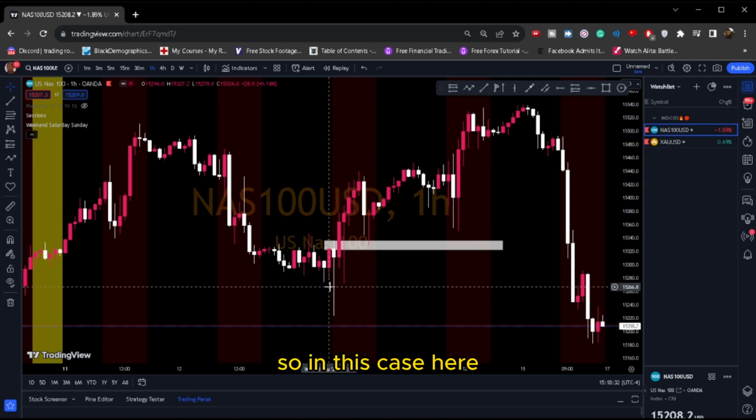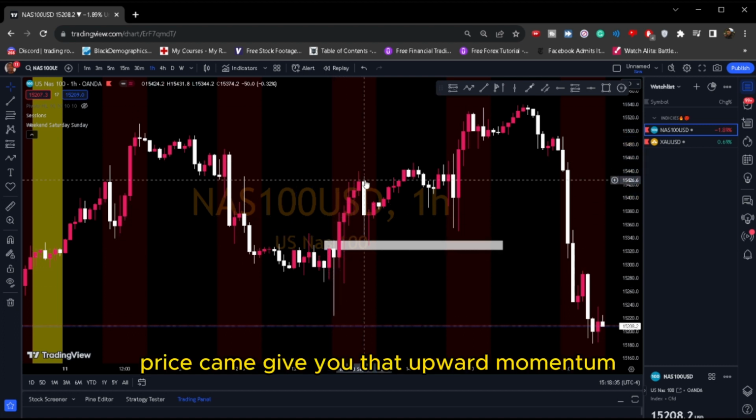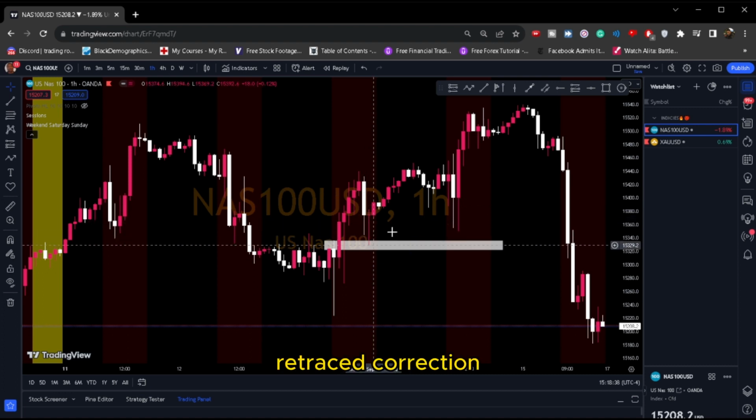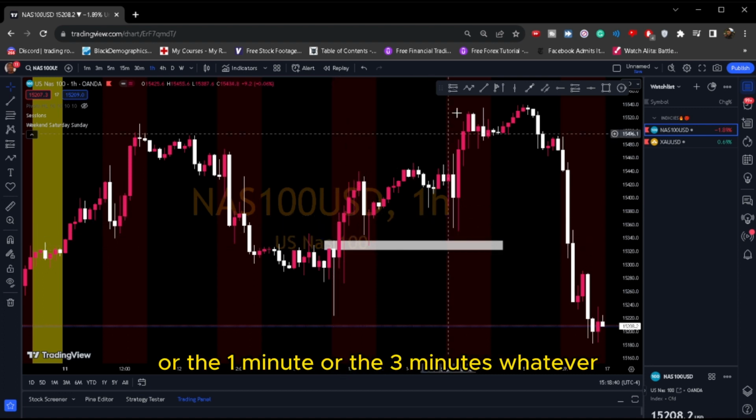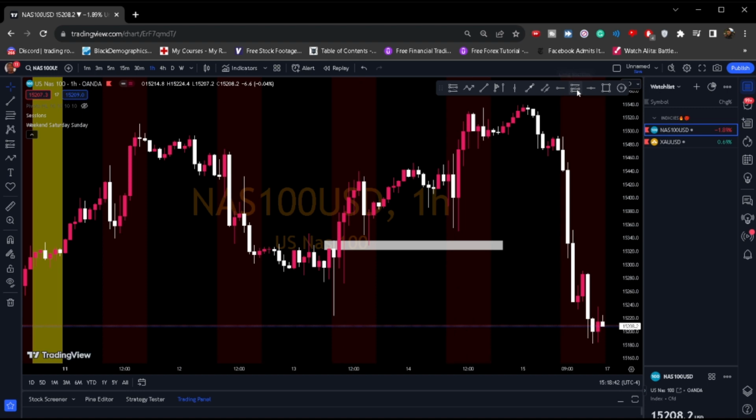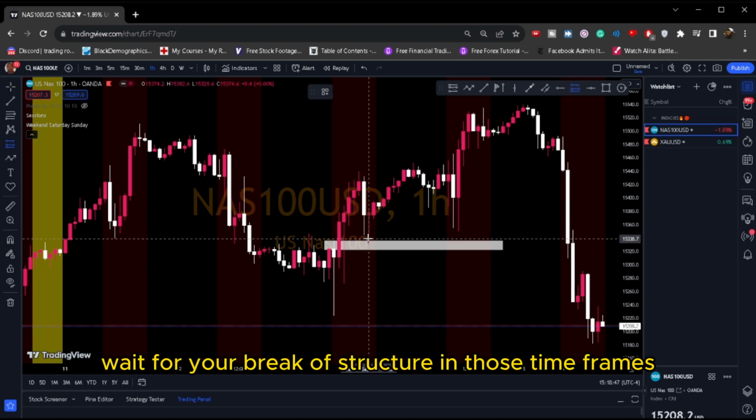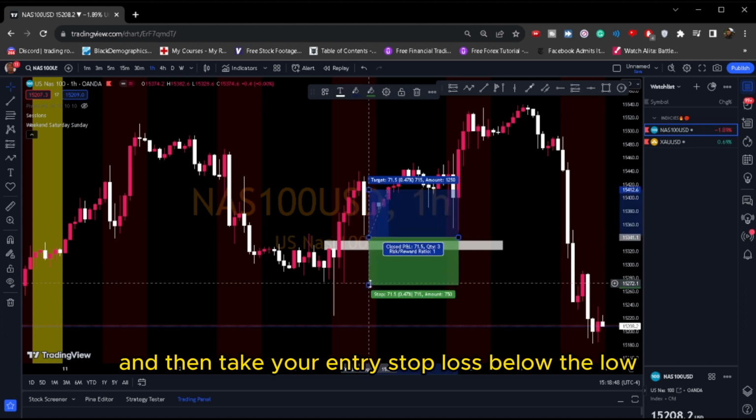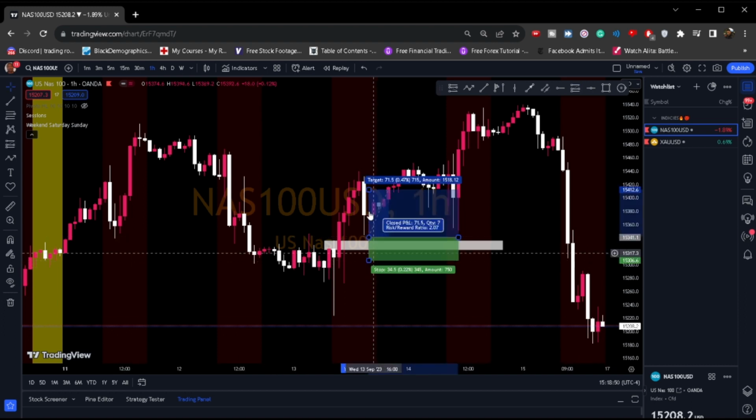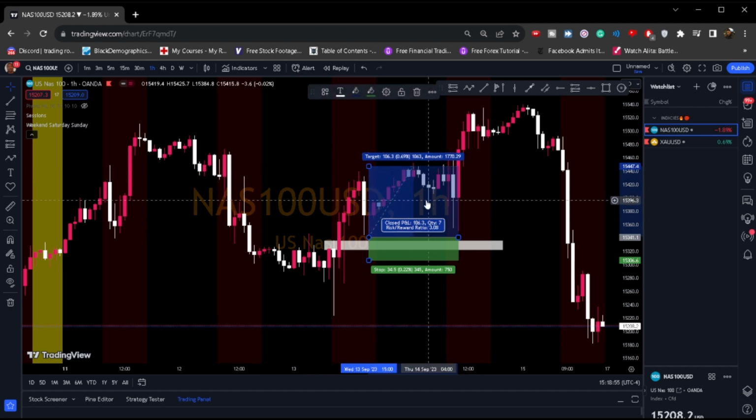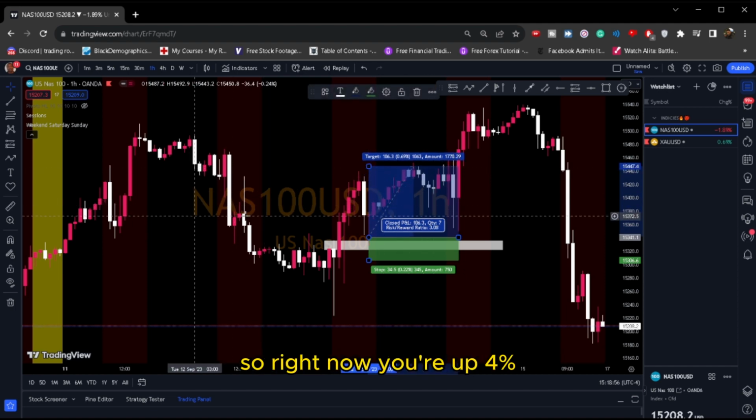So in this case here, price gave you that upward momentum, which is the indication, retraced, correction, and then in the 5 minutes or the 1 minute or the 3 minutes, whatever time frame you like to use, wait for a break of structure in those time frames, 1 to 5 minutes, and then take your entry, stop loss below the low, and then you would have caught this trade and got another 3%. So right now you're up 4%.